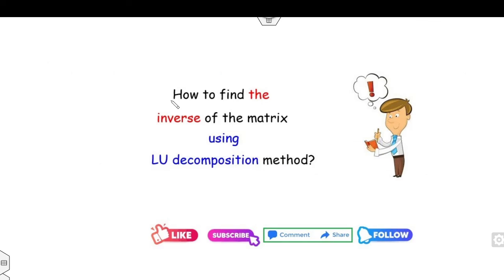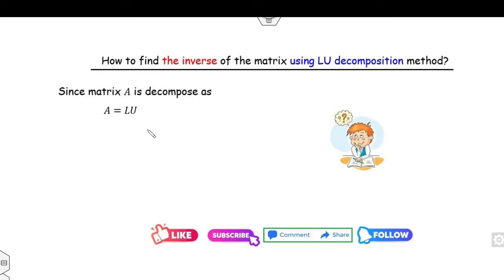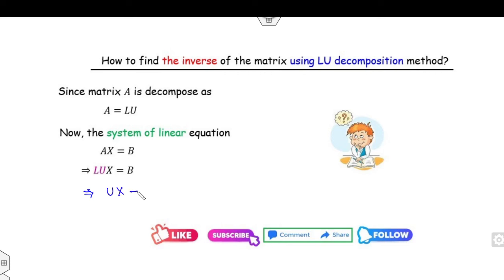Now, the second objective is how you can find the inverse of the matrix by using the LU decomposition. Very simple, since we have learned how you can write the values of L and U, I can substitute these values of L and U into the system. Can you find the value of X? How can you find the value of X? Clearly, if I pre-multiply by L inverse on both sides, this is L inverse B, then I can multiply by U inverse on both sides. It's U inverse, L inverse of B.